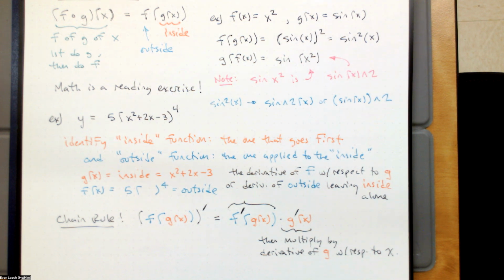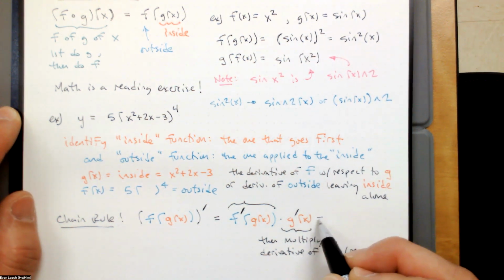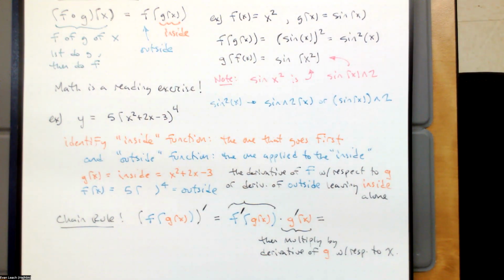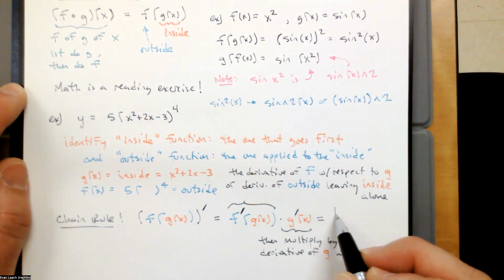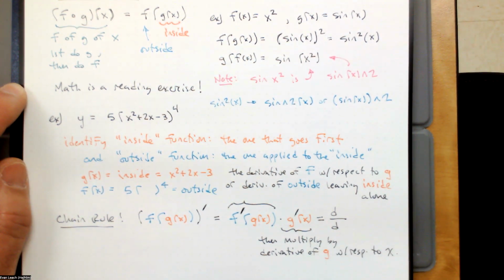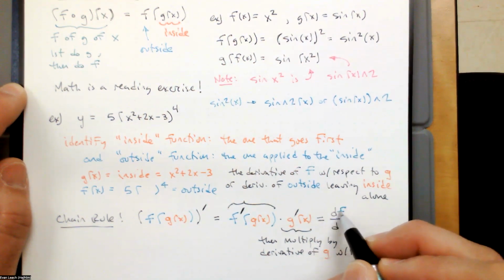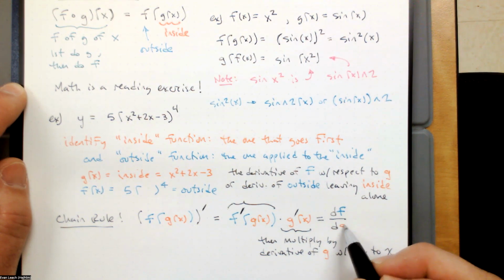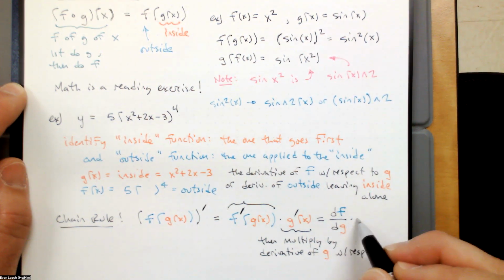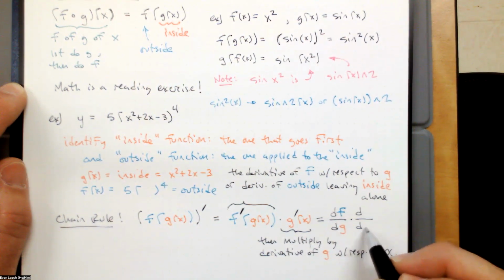This is how we'll write and say the chain rule in Newton style notation. In Leibniz notation, we would say the derivative of f with respect to g. So that would be the change in f divided by the change in g. So df over dg. Take the derivative of f with respect to g. Then multiply by the derivative of g with respect to x.